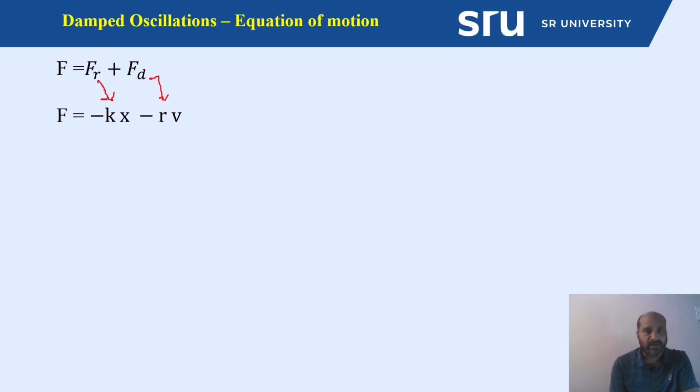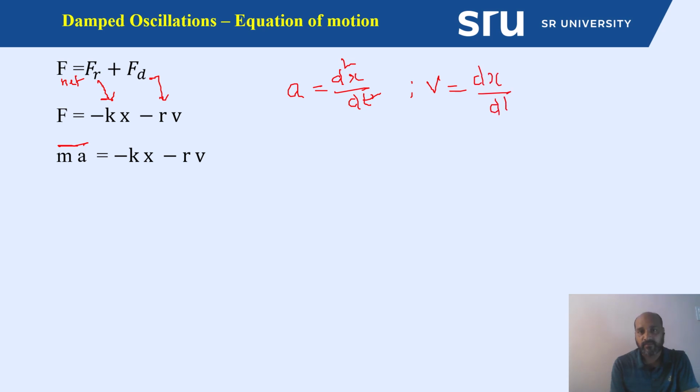But as per Newton's second law, this net force is responsible for the acceleration of the oscillator. So you can modify this equation. Instead of net force, we can write ma. So ma is equal to minus Kx minus Rv. But of course, we are interested in writing that in differential equation format. So you can replace a as d2x by dt square, and velocity v is dx by dt.